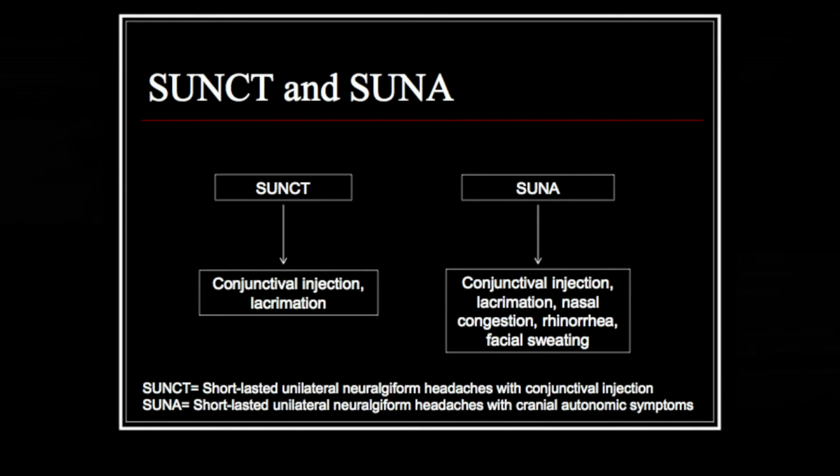And there are different subtypes. There's one called SUNCT, where all you get, with your cranial autonomic symptoms, is conjunctival injection and lacrimation. And there's another called SUNA, where you get the full range of cranial autonomic symptoms, including conjunctival injection, lacrimation, nasal congestion, rhinorrhea, and facial sweating. So basically you get more autonomic symptoms with the SUNA, whereas the SUNCT involves just very specific symptoms.